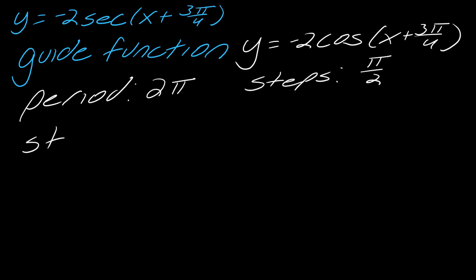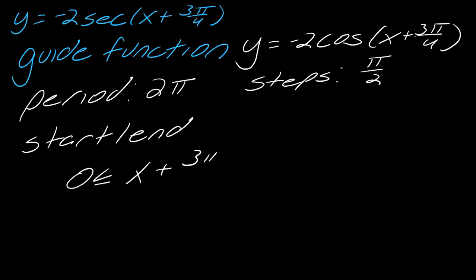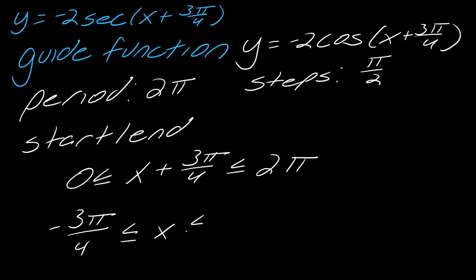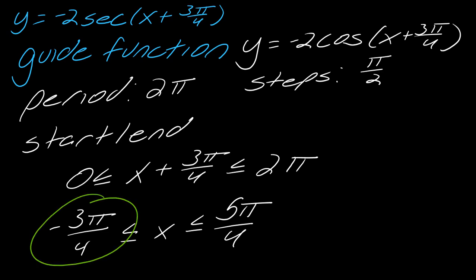And then for my start and my end, I'm going to take this x plus 3 pi over 4 and wedge that in between one period, and then solve for x so I can figure out where my starting point should go. So I can subtract off the 3 pi over 4, like so. And okay, so then this comes out to 5 pi over 4. So this is where I want to start my table, and if I do it right with my steps, this should be where my table ends.